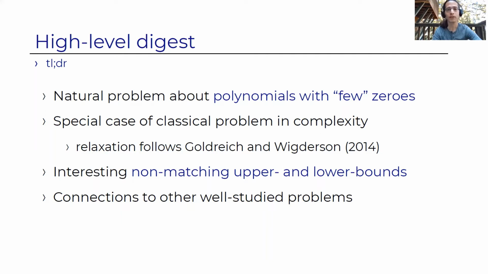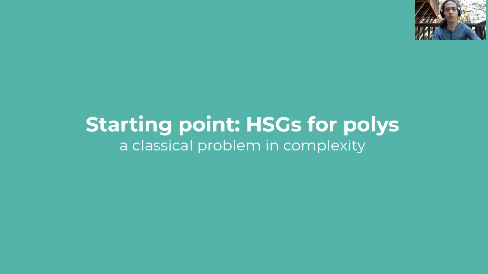And we're going to present our results, which are interesting and non-trivial upper bounds and lower bounds that don't match, that have a large gap between them. So this is also interesting. And we're going to see some connections of this problem to several other well-studied problems. Our starting point will be a classical problem in complexity theory, that of constructing hitting set generators for polynomials.